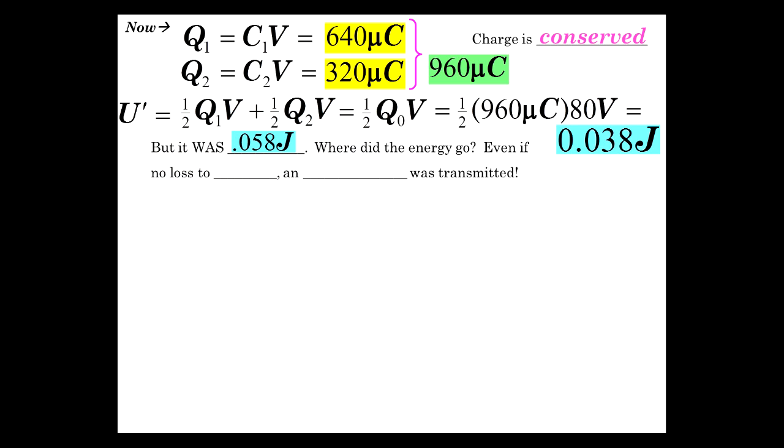So where did the energy go? Well, in the process of the charges moving around, there's always some resistance. But even if there was no loss to heat as a result of resistance, perfect conductors say, we still have an electromagnetic pulse that is radiating energy away from the circuit.